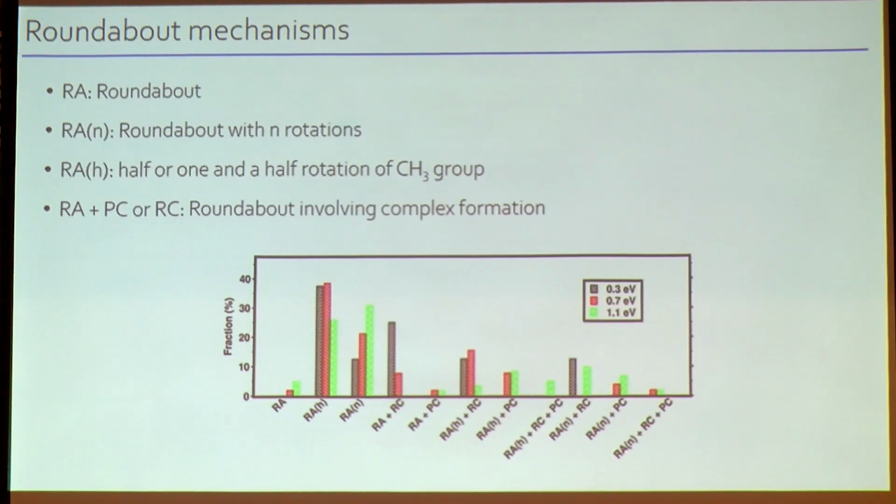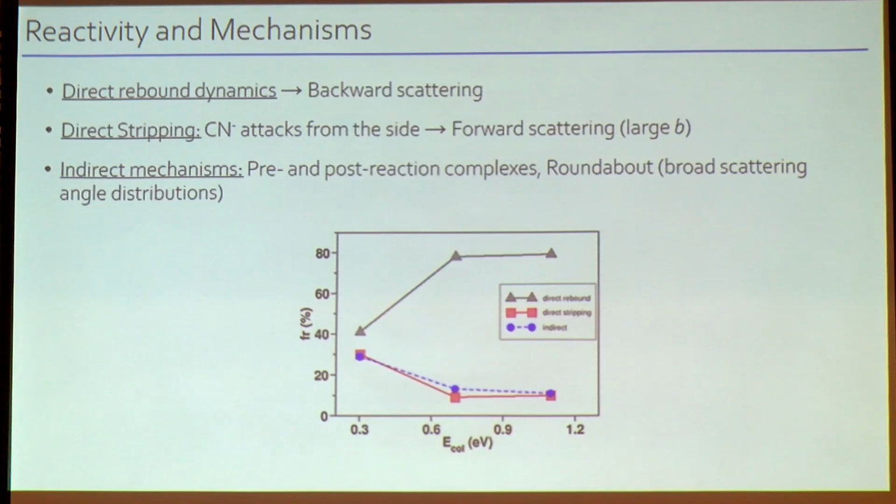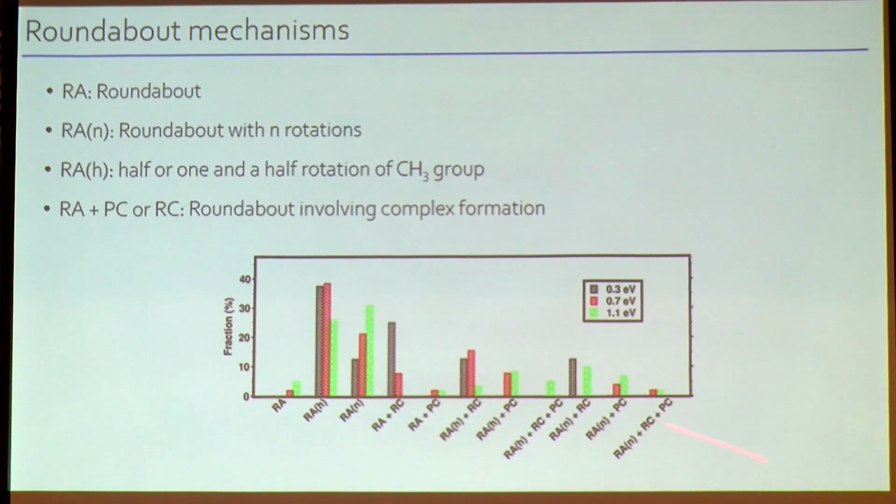Now let me show you this detail. So, a variety of roundabout mechanisms we found in the simulation. Okay? So this is the classification. We just simply did a visualization of the trajectories, and then we classified the trajectories based on the observed mechanism. So one is this roundabout mechanism, which is the traditional mechanism.